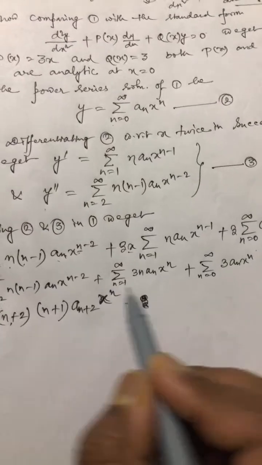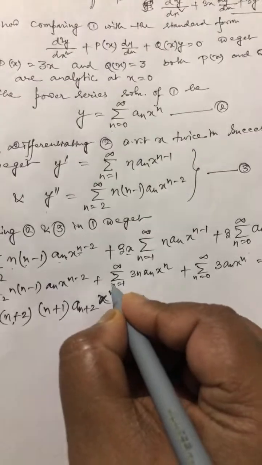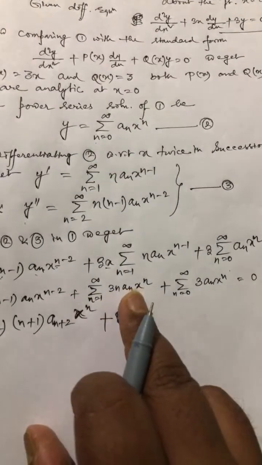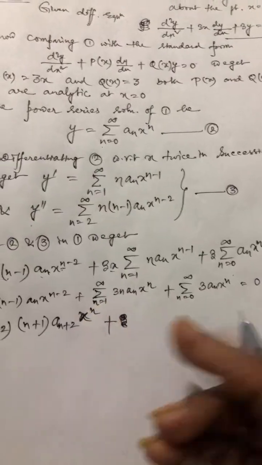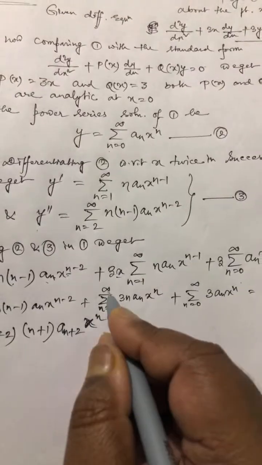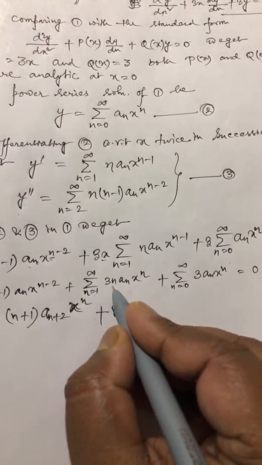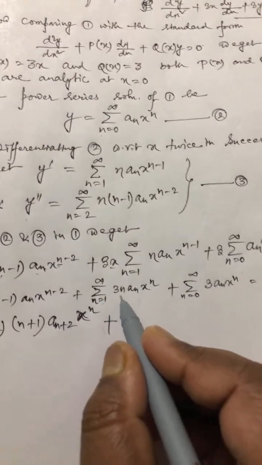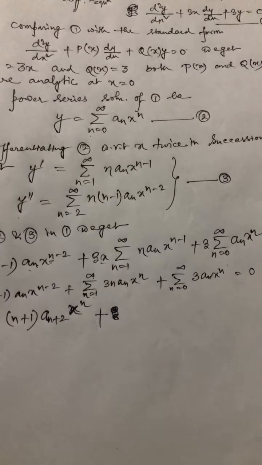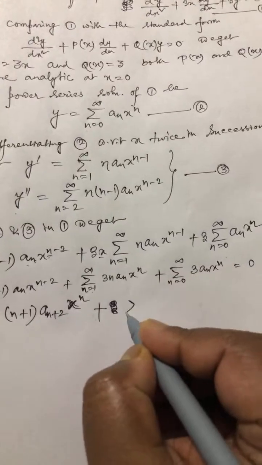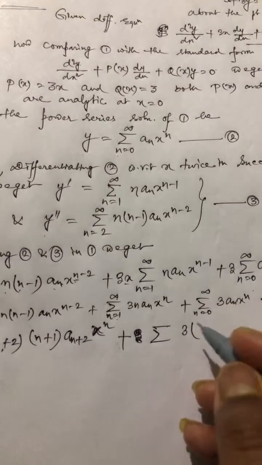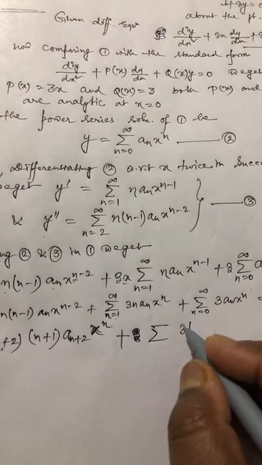Now n equals 1 to infinity, so n should be replaced by what? Obviously you can understand, if we replace n by n plus 1, then n plus 1 should be equal to 1. That means n will be 0 to infinity. If you replace n by n plus 1 in this expression, then what will happen? Summation 3 into n plus 1.